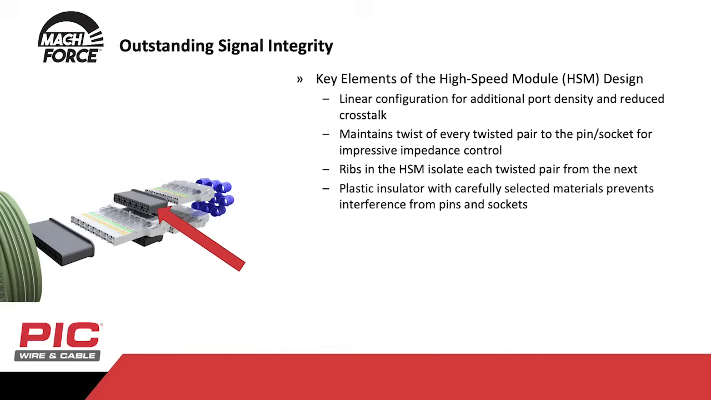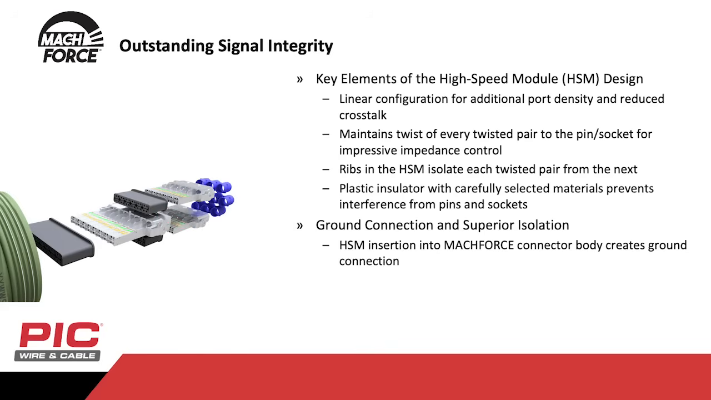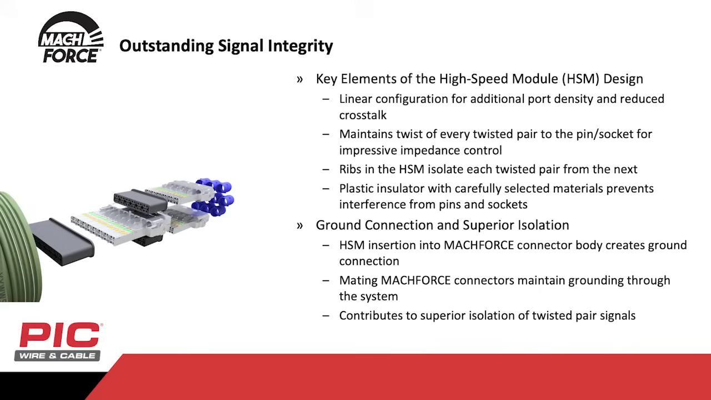And there is also a plastic insulator on the HSM. We have carefully selected the materials for these insulators, and the dielectric constant of these materials helps prevent interference from the pins and sockets. From there, we can see that when the high-speed modules are inserted into the MACHFORCE connector body, there is a ground connection between the HSM and the connector body. As MACHFORCE connectors are mated with other MACHFORCE connectors, grounding is maintained through the system, and all this contributes to superior isolation of the twisted pair signals.